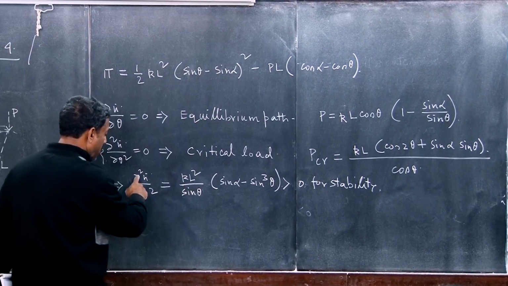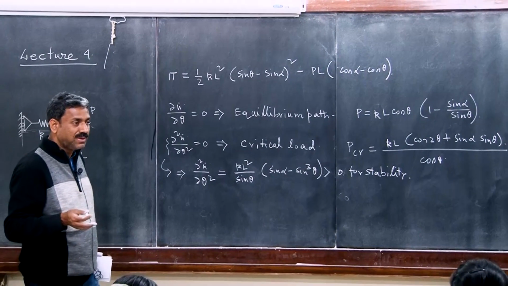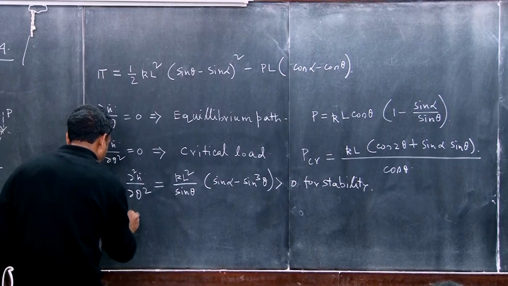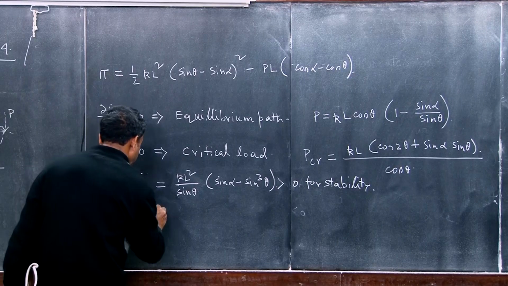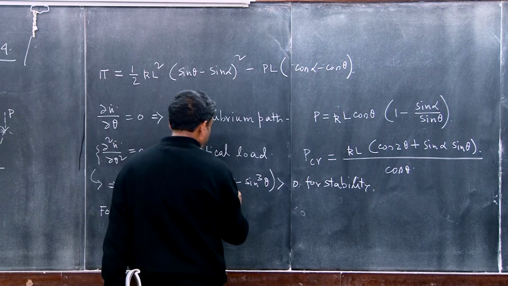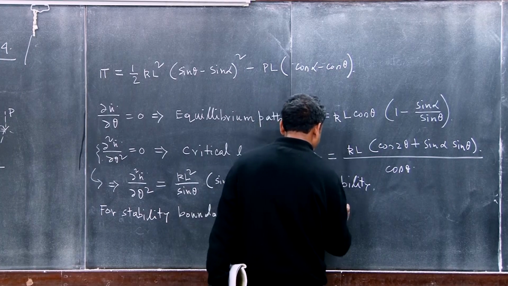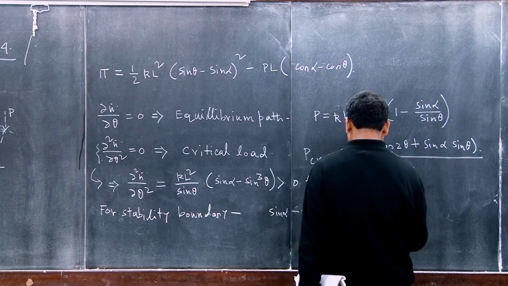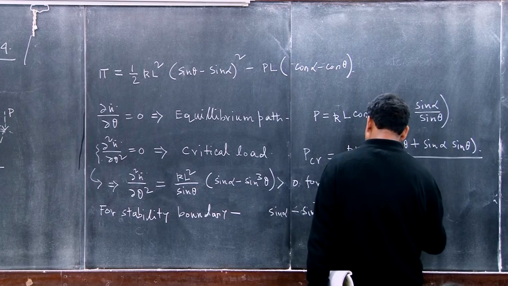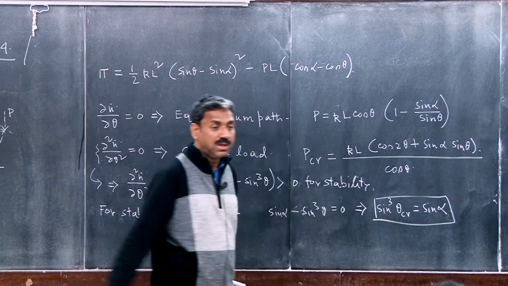So, stability boundary means when the double derivative of del 2 pi del theta is going from positive to negative. Then we say 0, that means when it will. So, for stability boundary, sine alpha minus sine cube theta must be 0, and then from here we get some critical value. So, sine cube theta critical is equal to sine alpha, okay. That basically gives us the stability boundary, okay.